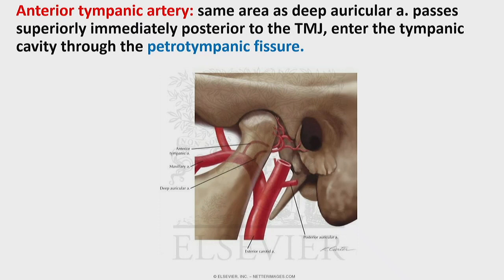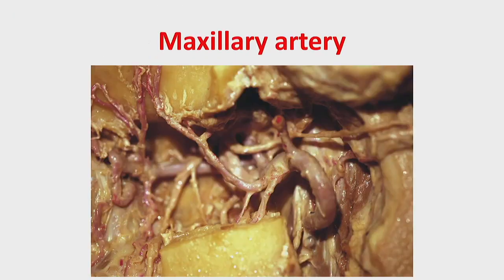And here are the first two branches of the maxillary artery, from the mandibular part, behind the head and neck of the mandible. They are passing in very close proximity with the temporomandibular joint. They are the deep auricular and the anterior tympanic. The anterior tympanic goes to the petrotympanic fissure, the place where the chorda tympani comes out. So during operation on the TMJ, you have to be careful of these two small arteries, as they can cause bleeding.